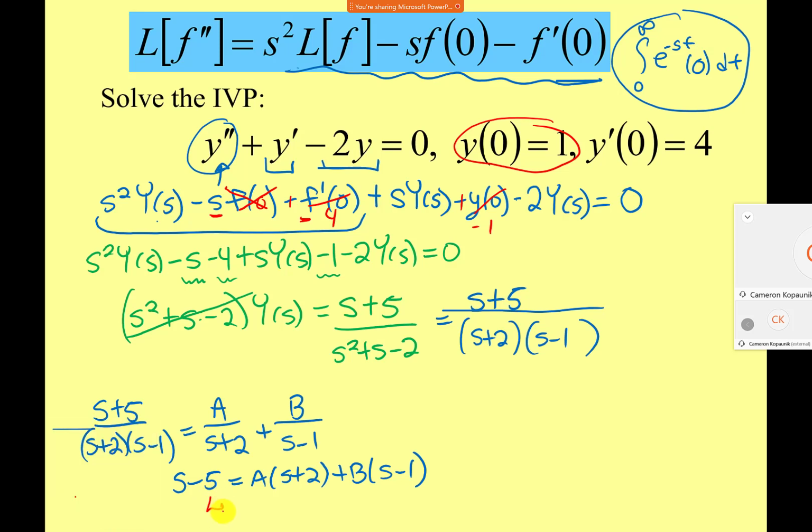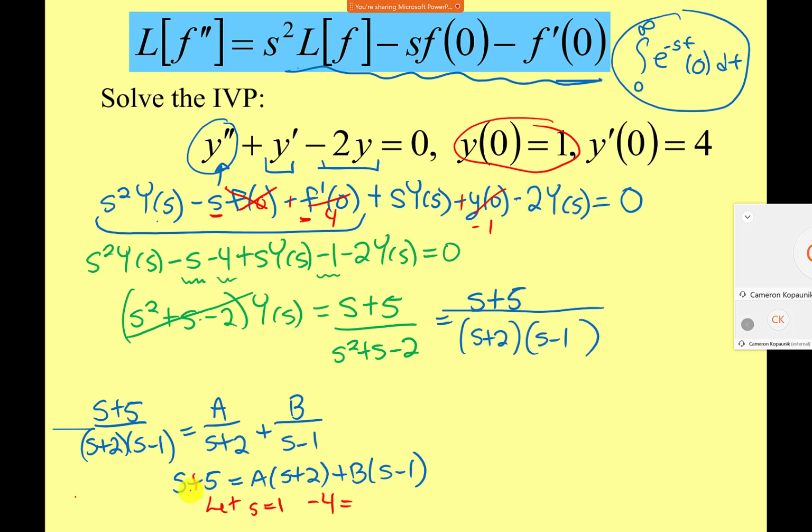So I'm going to let s be 1. That's going to let me find A. So I put a 1 in. So I have 1 plus 5, which is 6, and let's see, hold on, that confused me. I did something wrong. What have I done here? Let's see.